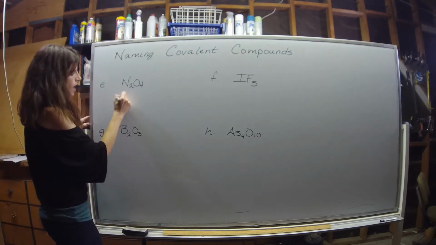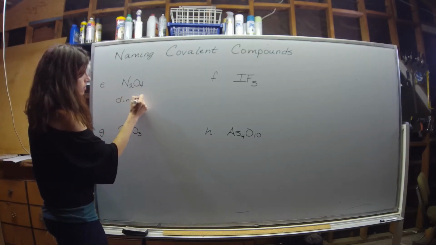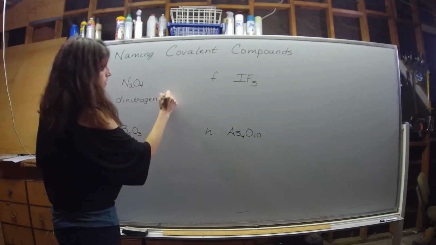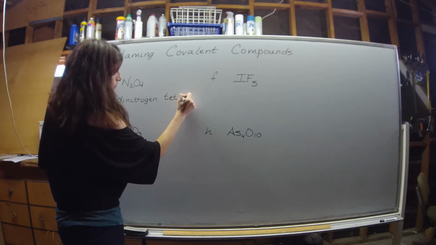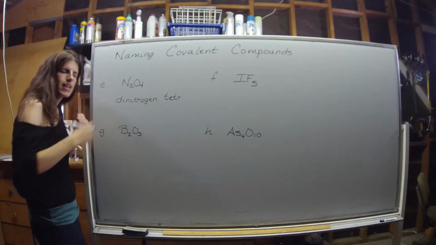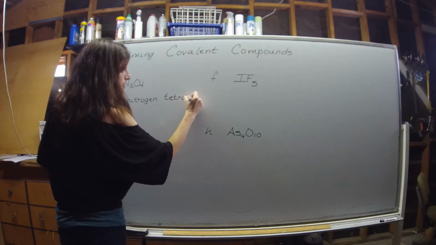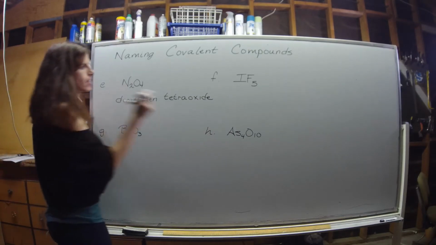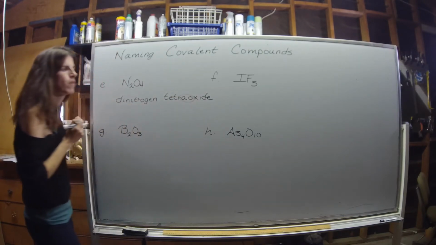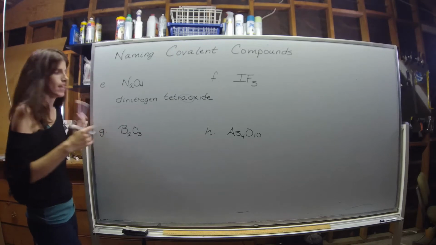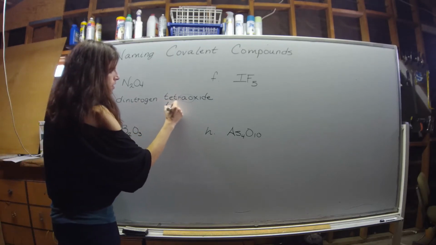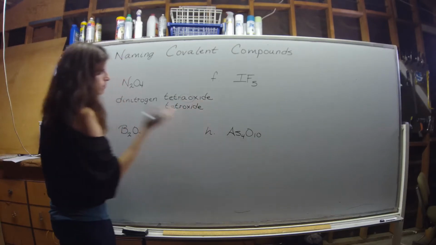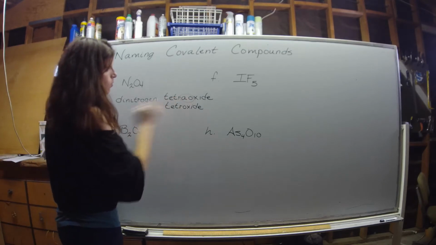In letter E, we have dinitrogen, and then there's 4 oxygens. So we might do tetra, but when you have an A next to an O, let me write it down and then fix it. So when you have an A immediately followed by an O, you're going to drop the A. So this is actually going to become tetroxide. Don't do AO back to back like that.